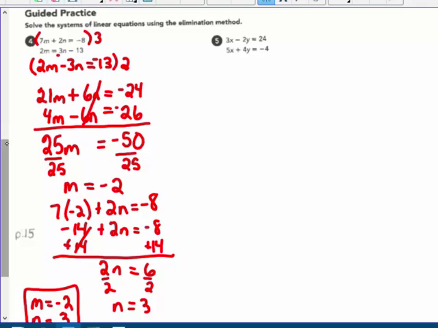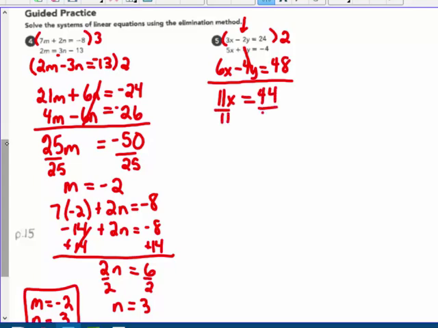Oh, look at this. I have y's that are opposites here. Almost. So the only thing I have to do at number 5 is multiply the top equation by a 2. So that would give me 6x and negative 4y equaling 48. So these 4y's will cancel. I'm not even going to write that second equation over again. So 6x and 5x gives me 11x equals 48 take away 4 is 44. So that's very easy. X equals 4.